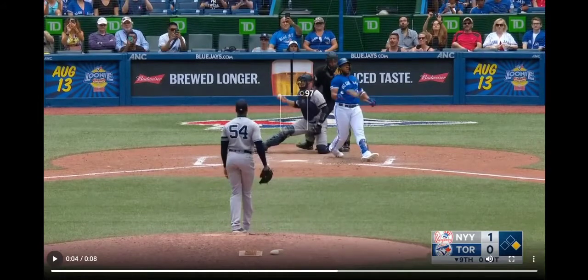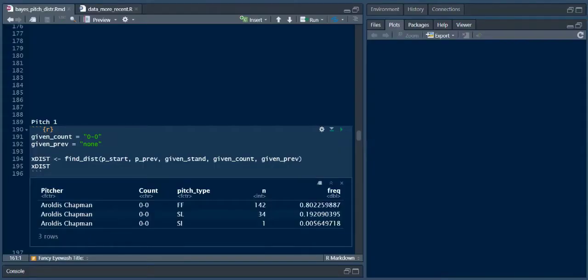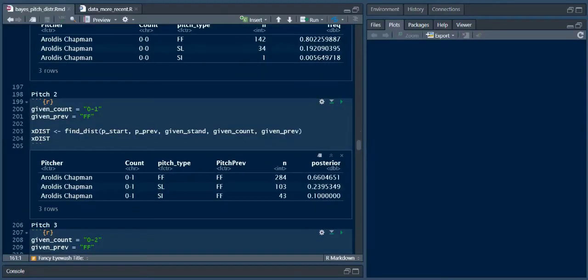Well, actually, he was a little bit late, right? You're going to be late on a high 97-mile-an-hour Aroldis Chapman fastball more often than not. But yeah, I think that first pitch passes the sanity check. So now we're going to get into the prediction for pitch number 2.